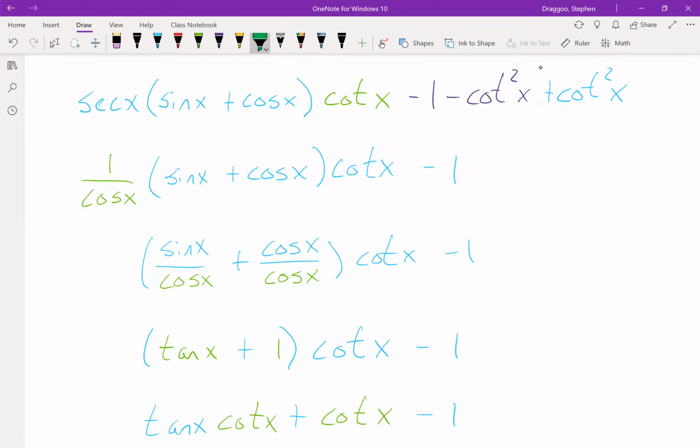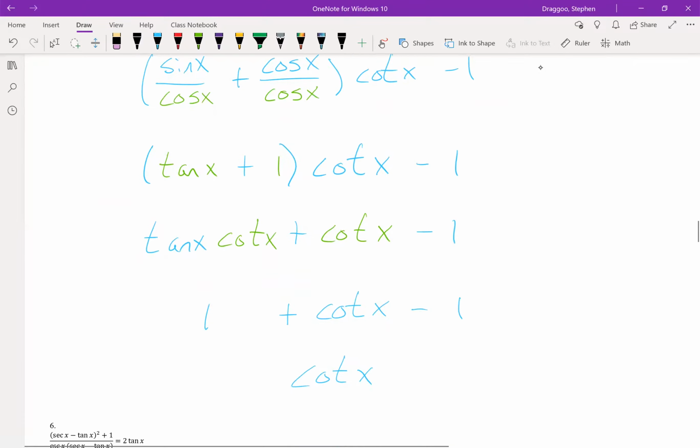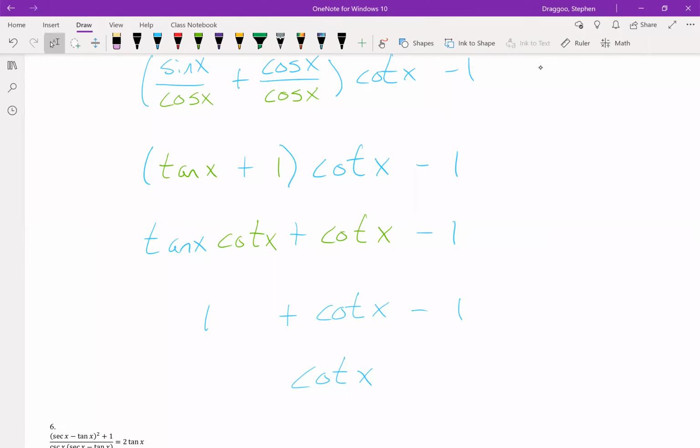And then I'm going to use some reciprocal identities and some other simplification into the next step. Sine over cosine is tangent of x, and cosine over cosine is 1. Into the next step, I'm going to distribute this cotangent of x through my parentheses, which is where these two green highlighted cotangents come from.